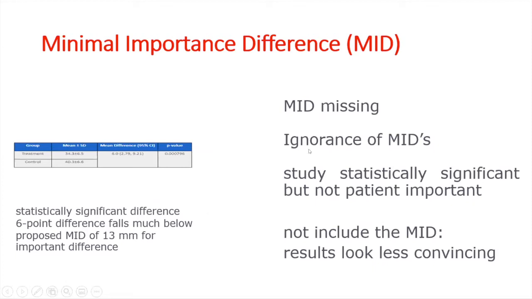People are aware of anchoring their scores into language that patients understand. But the worry is that studies that are statistically significant may suddenly become not patient important if mid scores are used. And therefore, the data or the study starts to look less convincing. That is our worry, which is why studies do not include the mid score.